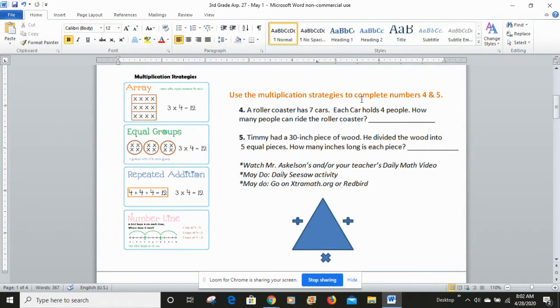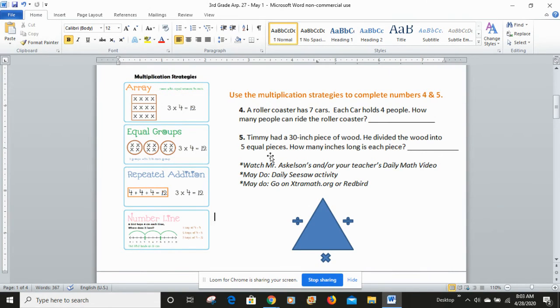Now down below you've got a couple story problems. Use the multiplication strategies to complete numbers 4 and 5. Number 4 says, a roller coaster has 7 cars. Each car holds 4 people. How many people can ride the roller coaster? So think of your numbers, underline your question, look for an important math word, and then use your strategies over here to help you solve that.